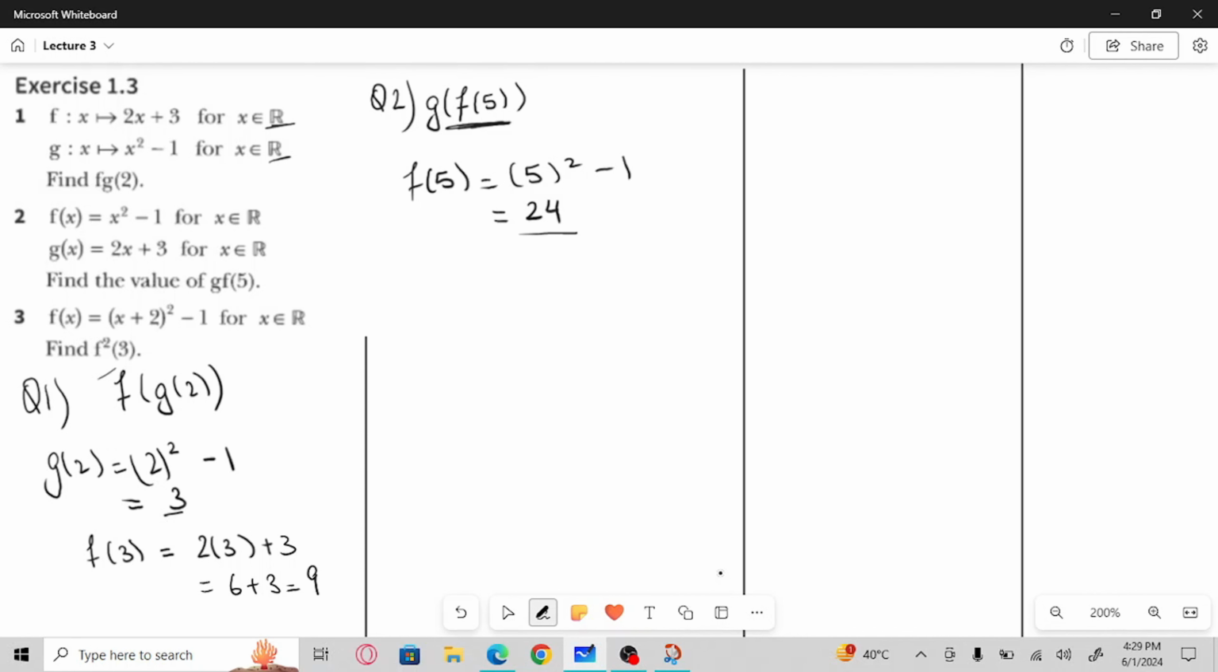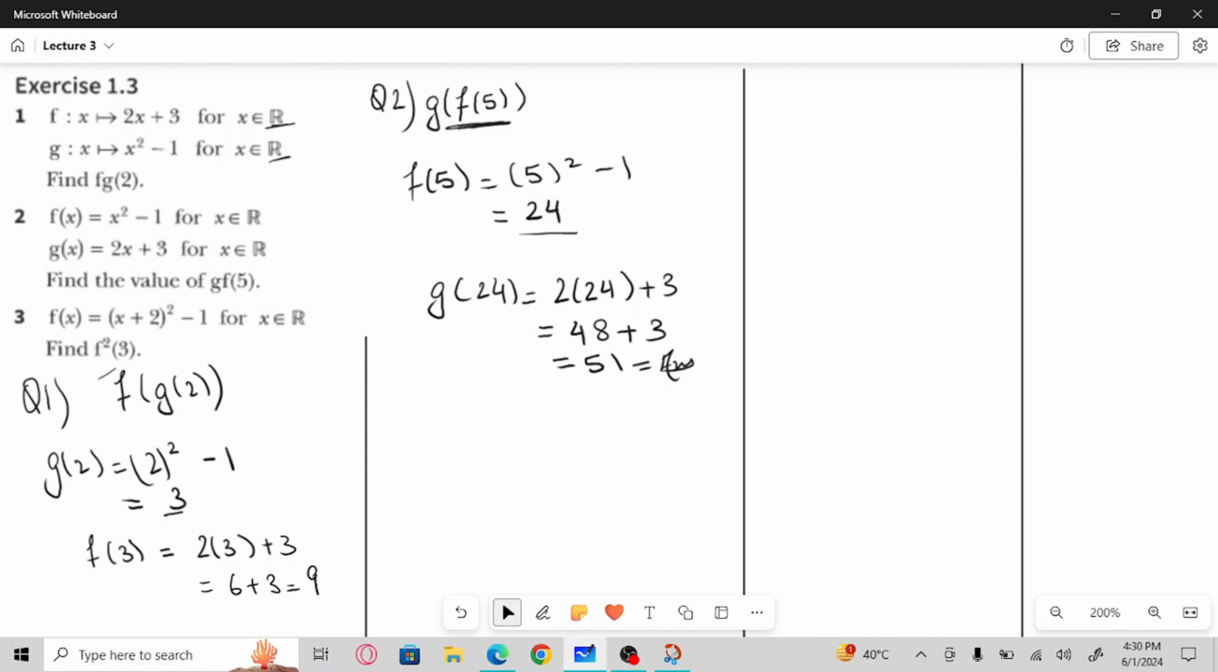Now we have the value of the function f, 24, and if we input 24 into the function g, we get 2 multiplied by 24 plus 3. 2 fours are 8, 2 twos are 4, so 48, plus 3, which is equal to 51. And 51 is our answer.